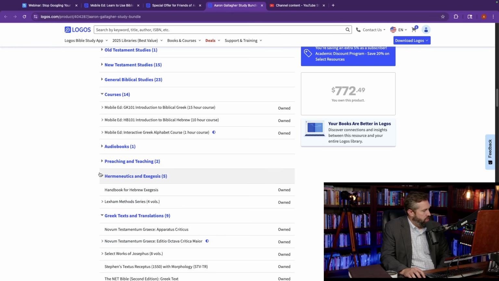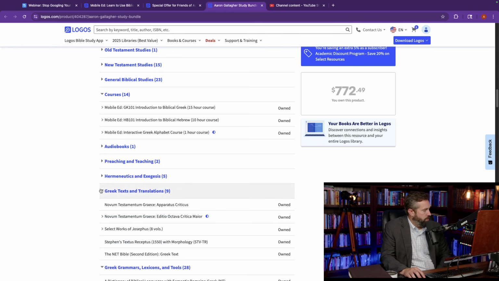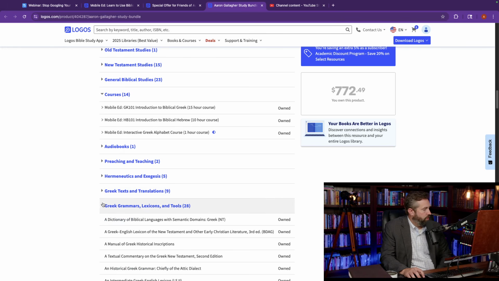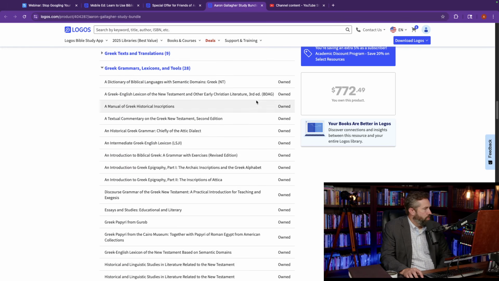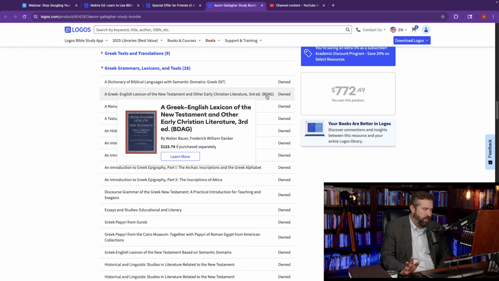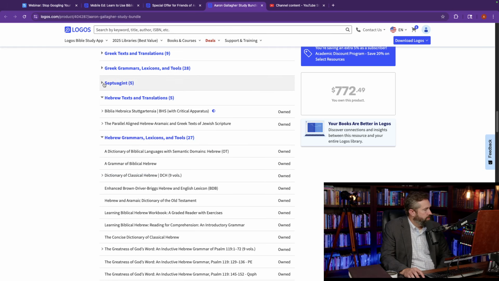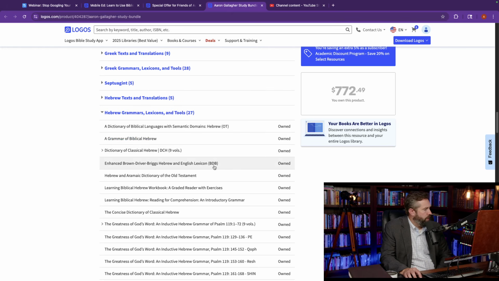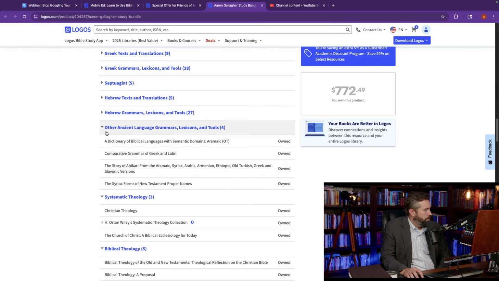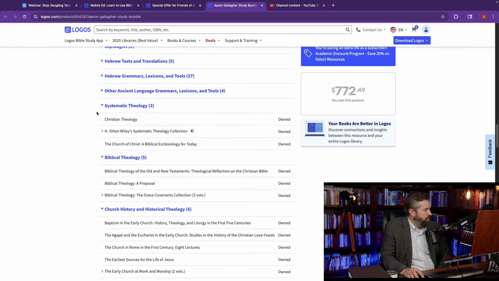It's got a lot of other teaching, preaching, books on hermeneutics, Greek texts, Greek grammars. All right, this is cool. So Bauer, Danker, Arndt, and Gingrich, or BDAG, is in here. There's a bunch of other ones as well that I think are beneficial. It's got Septuagint, Hebrew text, Hebrew grammars, Brown Driver Briggs, a bunch of other ones in there, other ancient language stuff, some Aramaic.